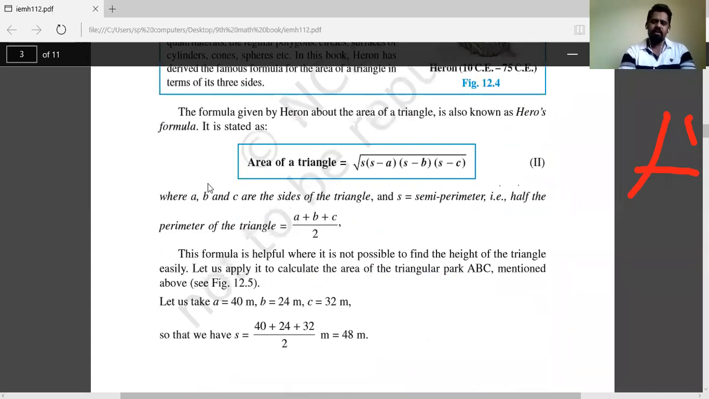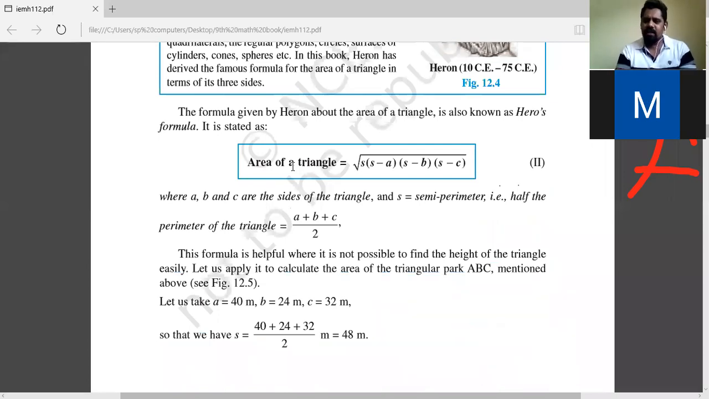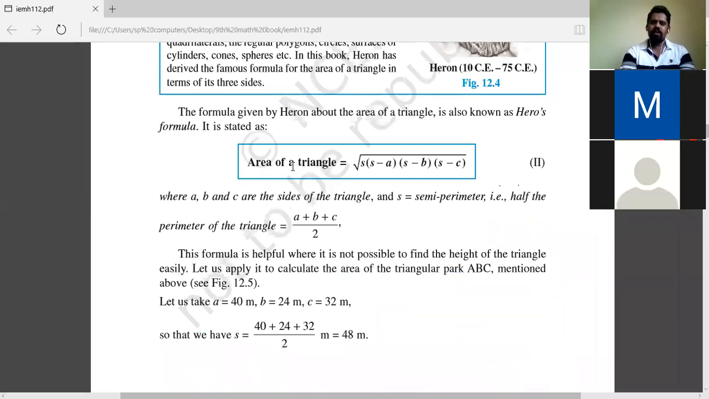Are you able to see this box here? Area of triangle. The chapter is very short, only two exercises. Today we are entering into the first exercise, so that tomorrow or the day after we will go to the next exercise. One is basic problems, another is application, where to use this Heron's formula. The first exercise is using Heron's formula, we will solve some problems.